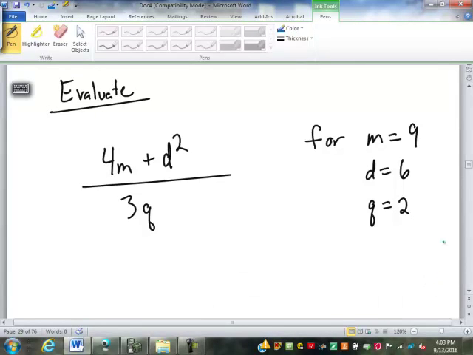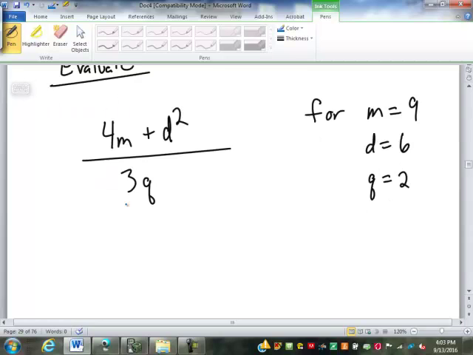So as we look at this, we have to replace the letters with numbers. So what's this going to become? I heard somebody start to say it there. It'll be 4 times, that goes in for m. Okay, there you go. 4 times 9 plus d becomes 6 squared. I know where you were going. You're just getting ahead of us. Then on bottom we have 3 times 2.